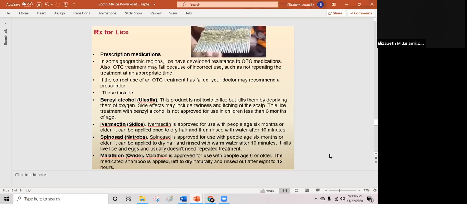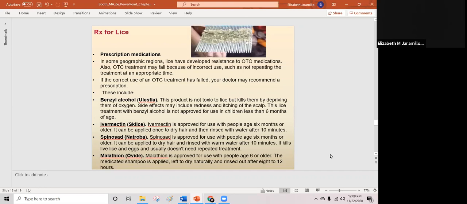You also want to see about ivermectin, which is approved for use with people aged 6 months or older. It can be applied once to dry hair and then rinsed with water after 10 minutes.